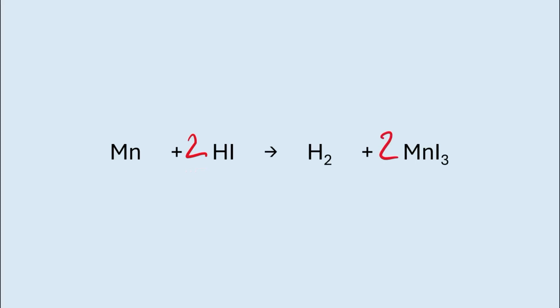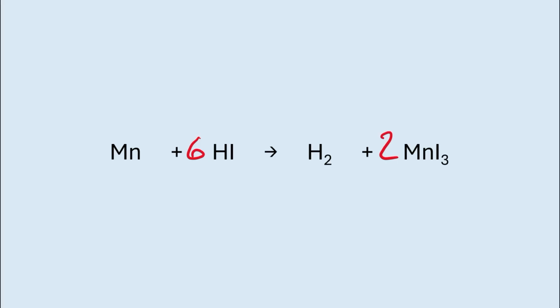So if we have 2 of these manganese iodides, that uses 6 iodine atoms. We've already got 2 hydrogen iodides, each one using 1 iodine. We need to get 6 iodines. So let's change that 2 and make it a 6. Now, that has messed up our hydrogen balancing. Hydrogen was balanced earlier, but now it's not.